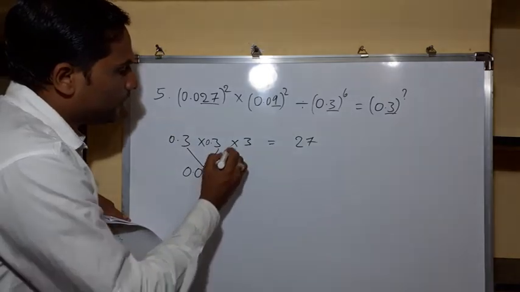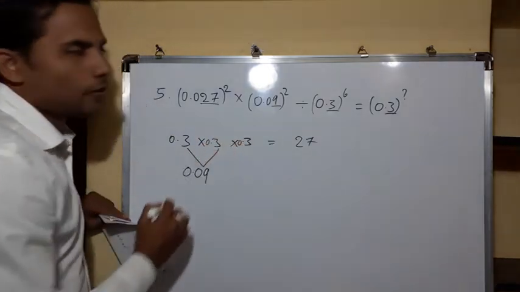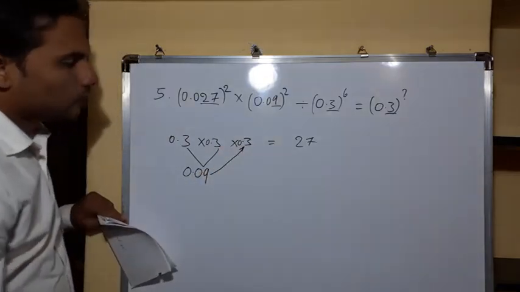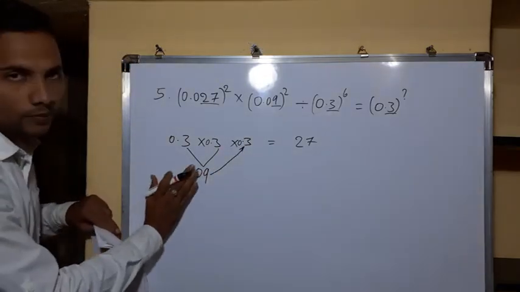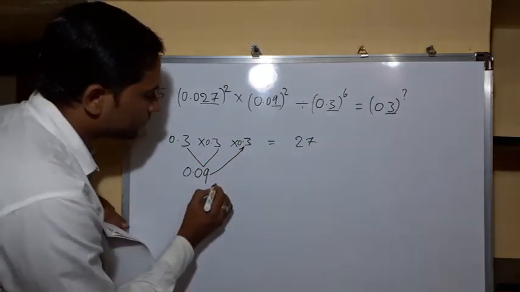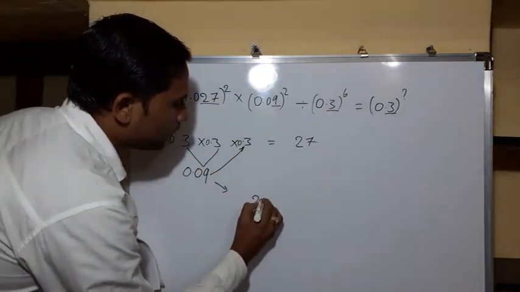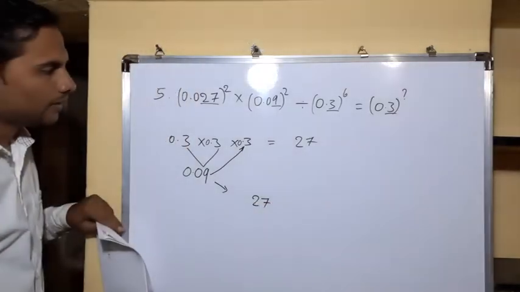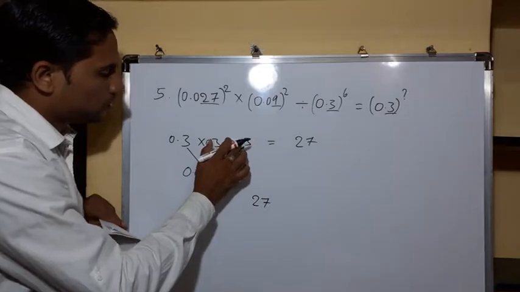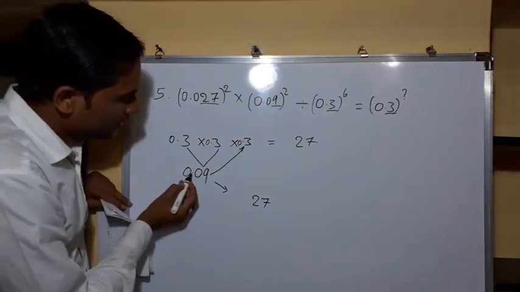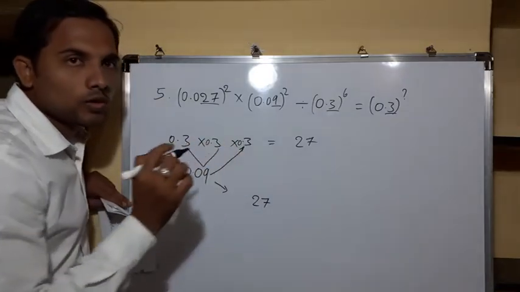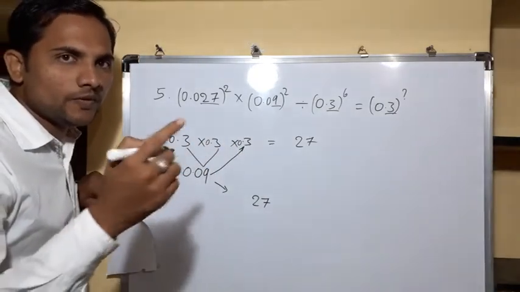And again when you multiply this with another 0.3, what happens friends? Again forget about the decimal part. 3 into 9 is 27, right? But how many decimal points are there? 1, 2. But friends, observe here, this decimal point is before two numbers and this decimal is before 1. So total you have to put a decimal point before three numbers.